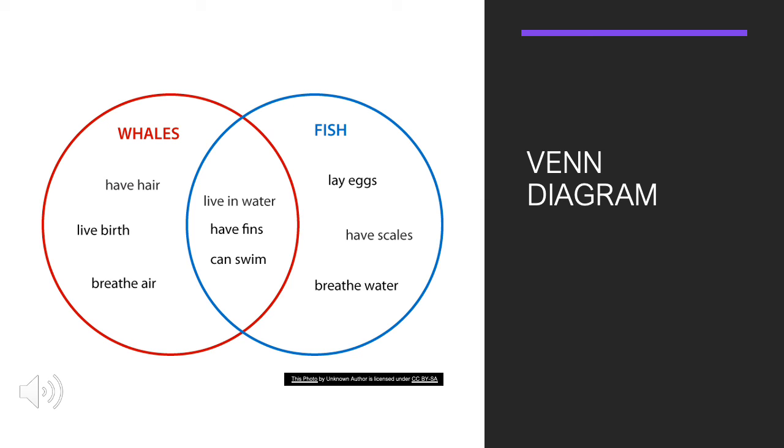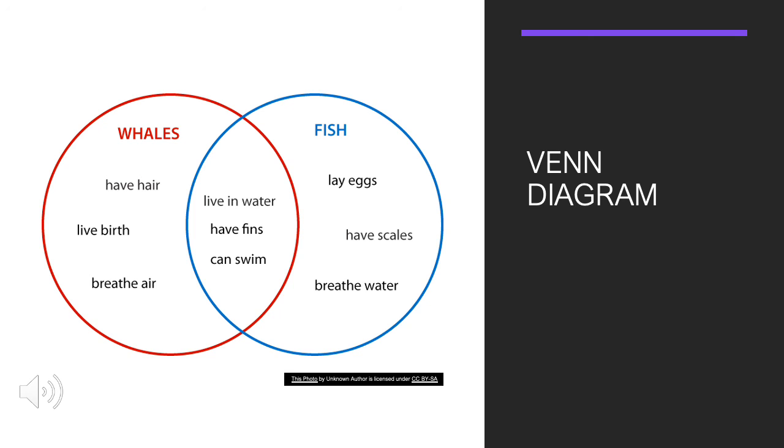Finally, this is an example of a Venn diagram. You can see that it is used here to compare whales and fish. The red circle shows characteristics or traits of whales. The blue circle shows characteristics or traits of fish.